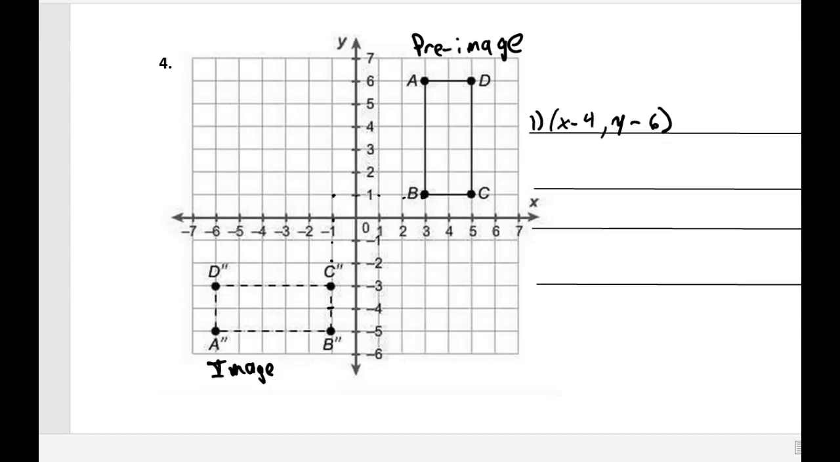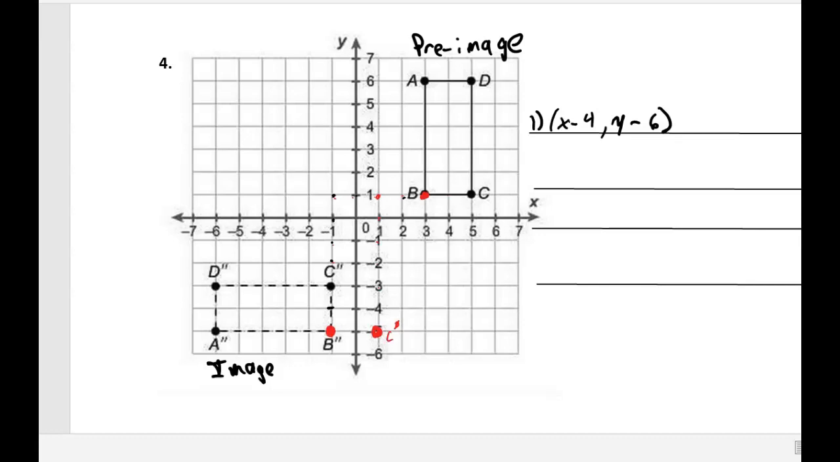And we did that to every single point. Let me draw that in red now so we see where that would end up. If I go left 4, 1, 2, 3, 4, and 1, 2, 3, 4, 5, 6 down, the B lands right on top of B prime. If I took C and go left 4, 1, 2, 3, 4, and then go down 6, 1, 2, 3, 4, 5, 6, this would be C prime.